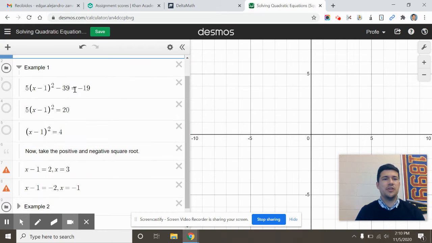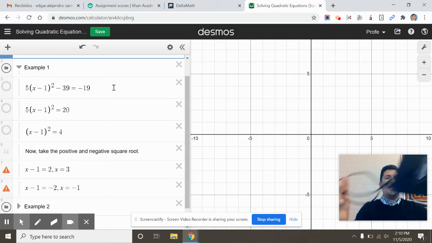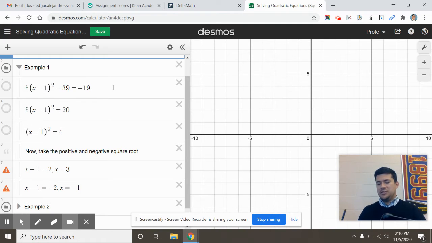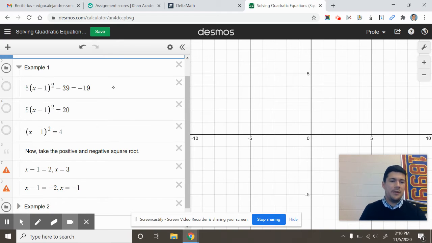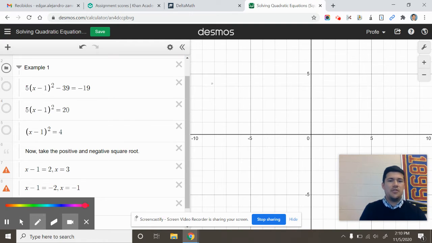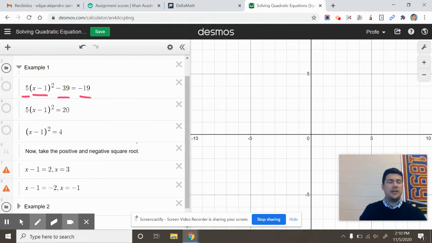You can see, for example, in this first example, the structure looks quite different. It does not appear to be in standard form. It's like a cross between standard and factored. This actually leans more towards vertex form, which is a Math 2 topic, but don't get distracted by that. Let's see how this works out. So if I have the problem 5 times x minus 1 squared minus 39 equals negative 19.